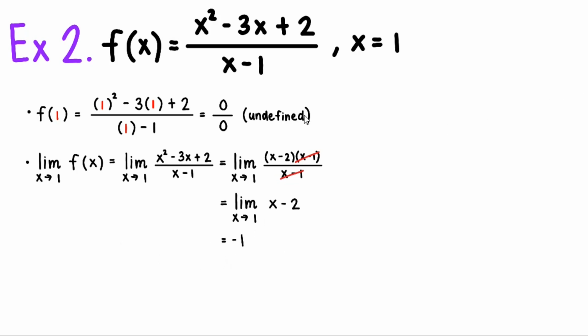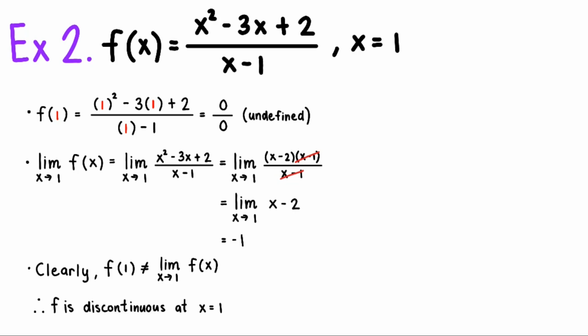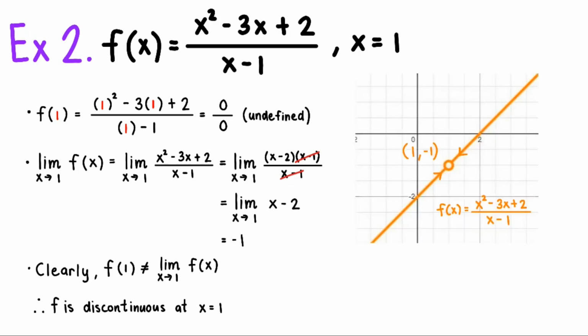But again, clearly, the value of f at 1 is undefined, so it is not equal to the limit. So clearly, these two aren't equal. And so we say that f is discontinuous at x equals 1. Indeed, if we check out its graph, as you can see, there's a hollow point out here at the point 1, negative 1. Since again, the given rational function is undefined at x equals 1.